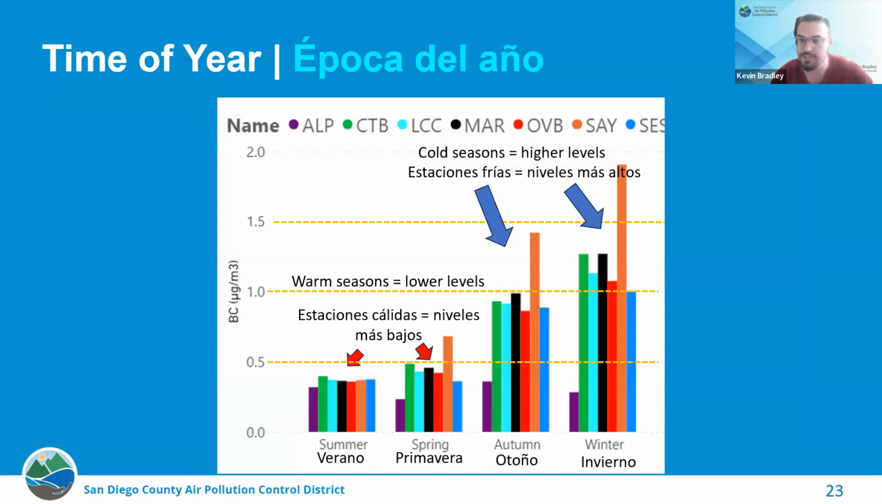so we see that Marine Terminal and Boston Avenue tend to be the highest of the Portside sites. And then the purple bar, which represents Alpine, our quote unquote clean background air site, tends to be much, much lower, particularly in the cool months, exception being summer, when everything is actually pretty similar across all these different sites.